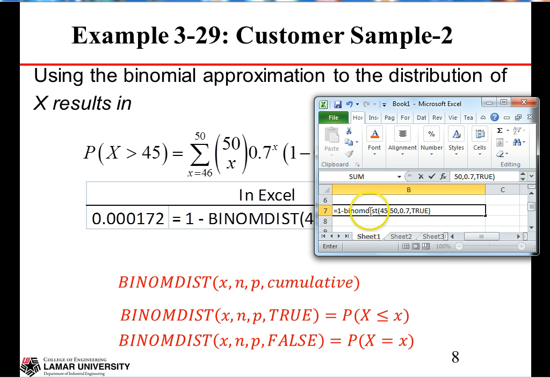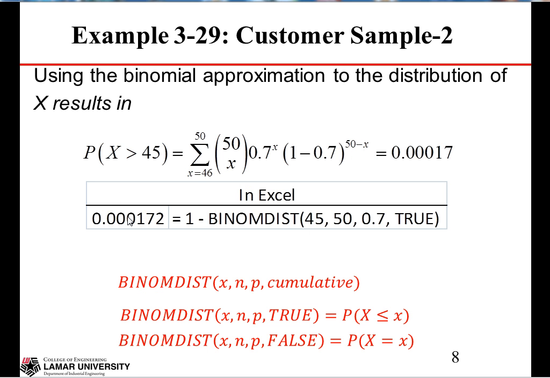So if you change the true to false, then this part is calculating the probability X equal to 45. So we will get the same value as in this table.